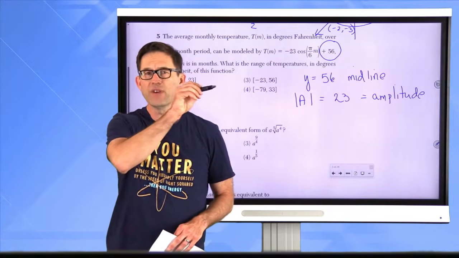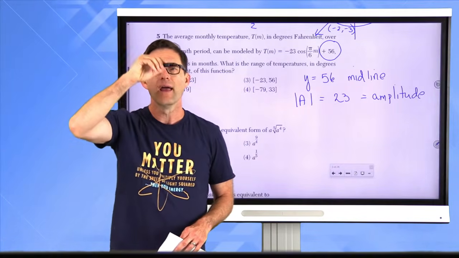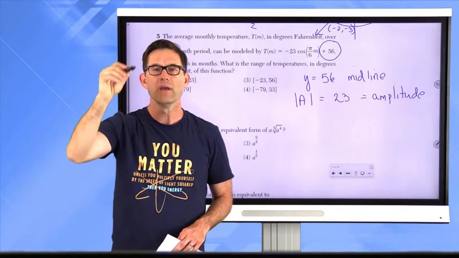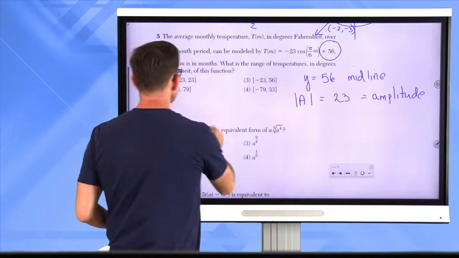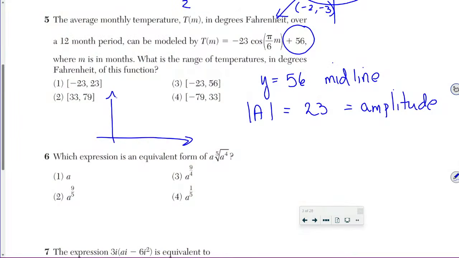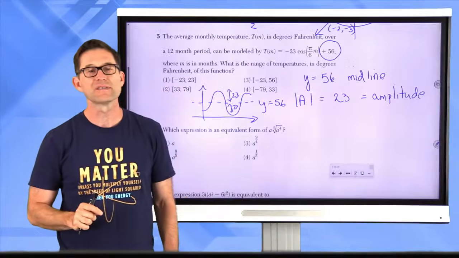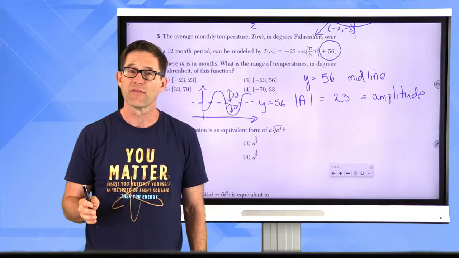In other words, 56 is this horizontal line, and the curve goes 23 above it and 23 below it, and 23 above it and 23 below it. So you've got some horizontal line, y equals 56, and this thing is going 23 above, 23 below, 23 above, 23 below, like this. It doesn't matter that it's a -23. That just tells us that it starts at a minimum instead of a maximum.